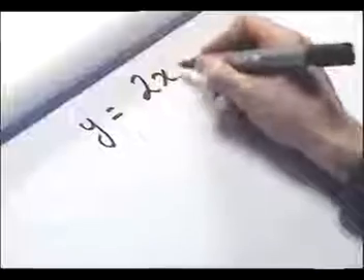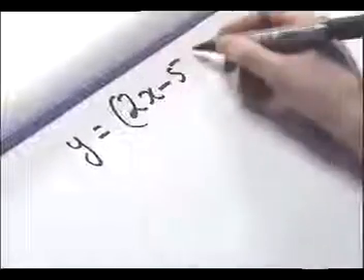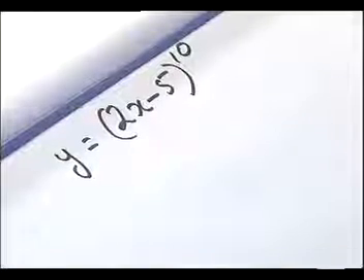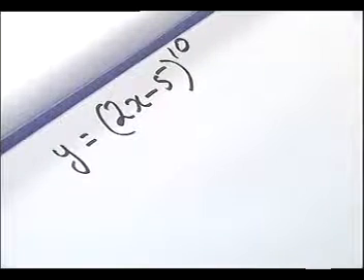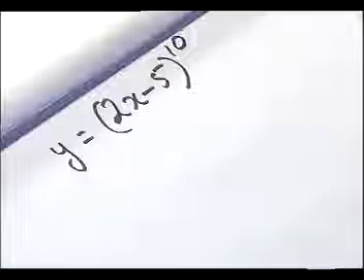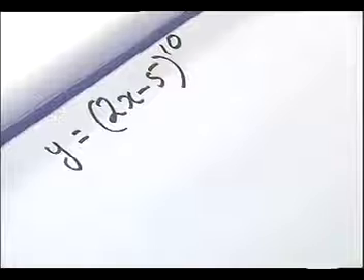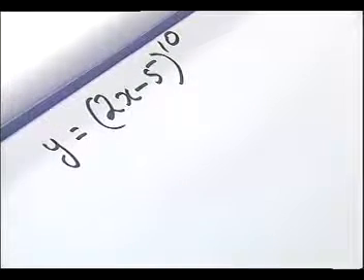Let's take another example. Y equals 2x minus 5, all raised to the power 10. Now, it might be tempting to say, well, surely we could just multiply out the brackets. But this is to the power 10. To multiply out those brackets would take us ages, and there's all those mistakes that could be made in doing it. Plus, when we differentiated it, we may not have the best form for future work.